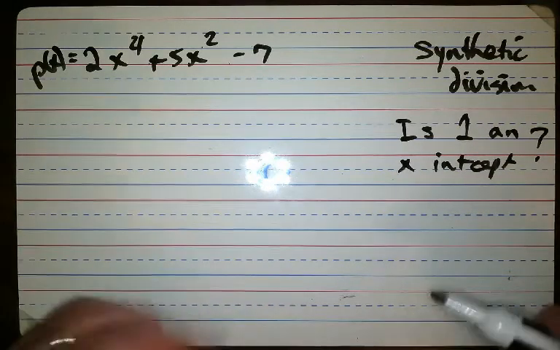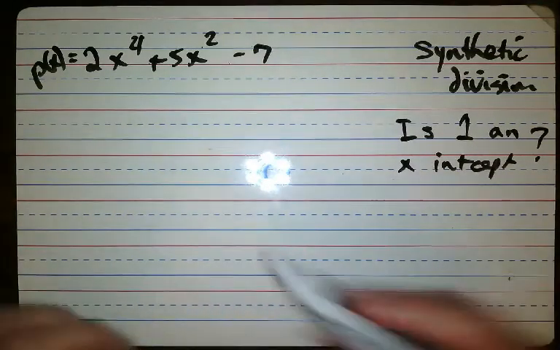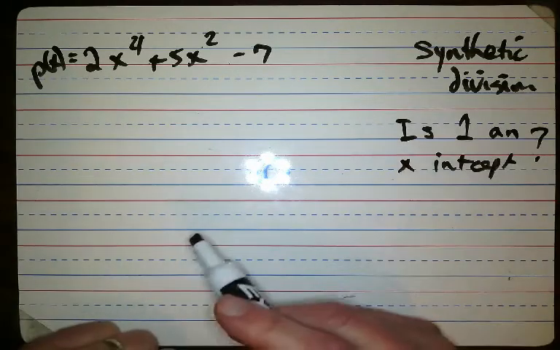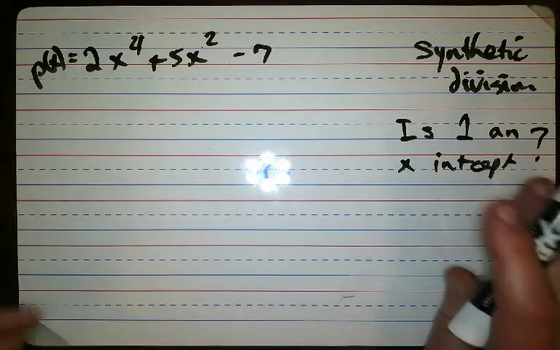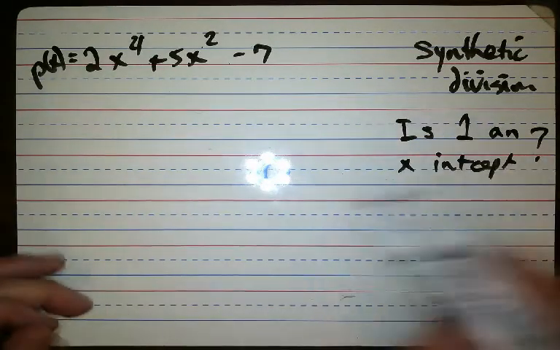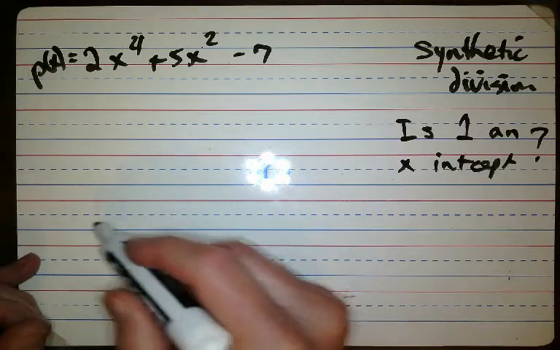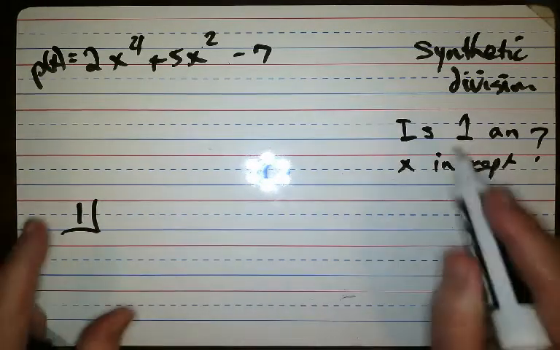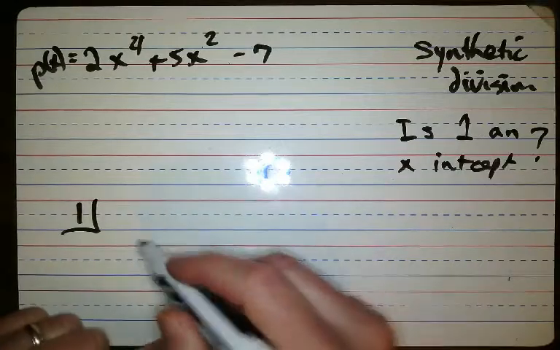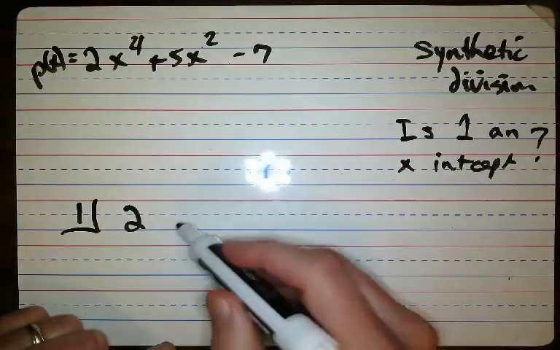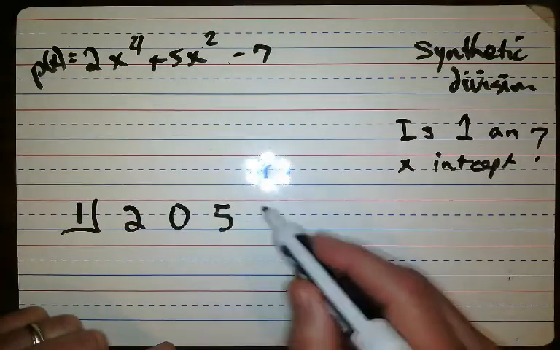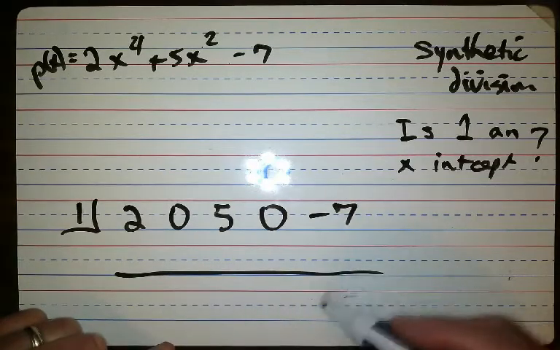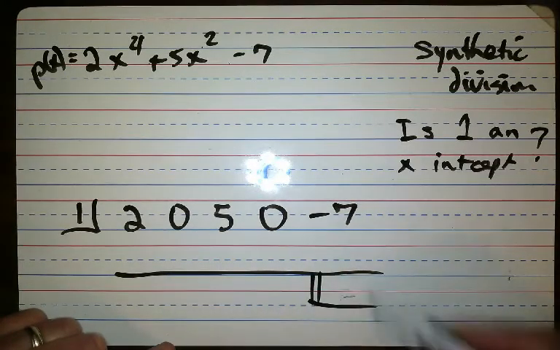So, remember, whenever you do synthetic division, if it ends in 0, then it's an x-intercept. If it doesn't end in 0, it's not an x-intercept. So we're putting 1 in because we want to know, is that an x-intercept? This is 2. Oh, there's the 0, then a 5, then a 0, then a negative 7. Draw my line. And down here's my remainder.